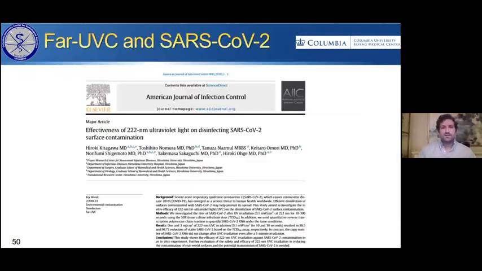Even though we looked at surrogates, I just wanted to point out that other works have shown that 222 nm light, which we used on a surrogate, is effective at disinfecting SARS-CoV-2. It wasn't in an airborne environment, but everything points to this also being effective on SARS-CoV-2.